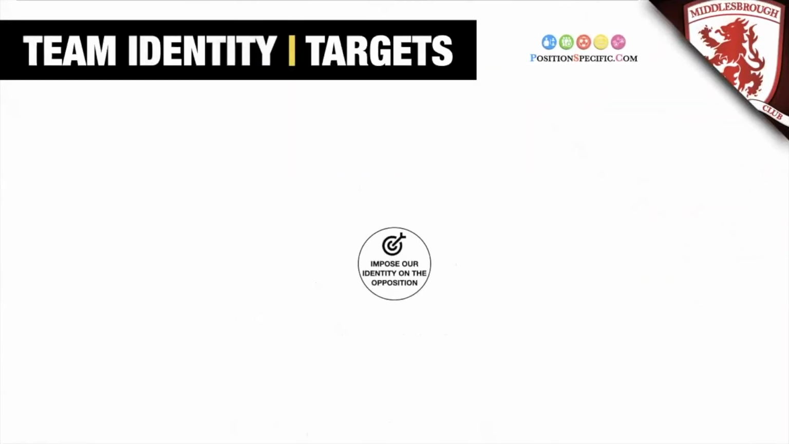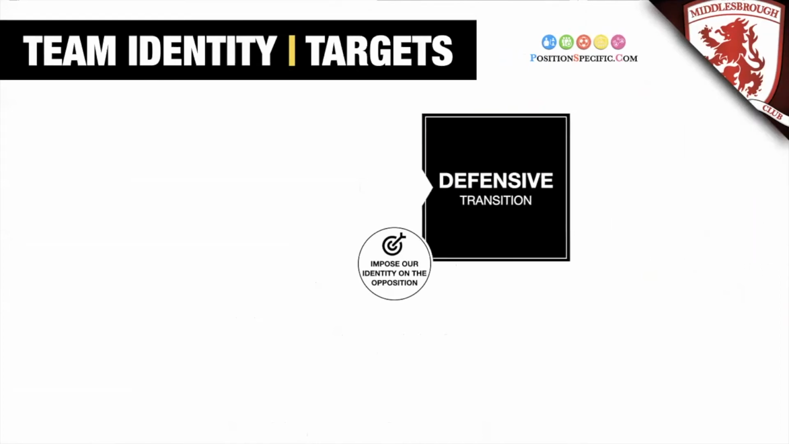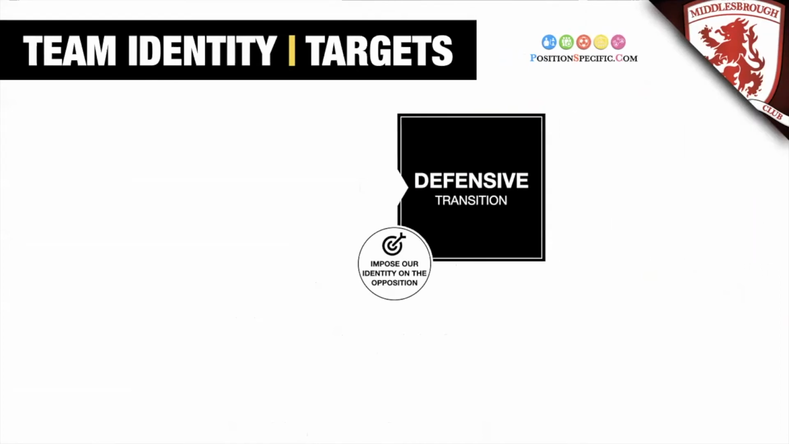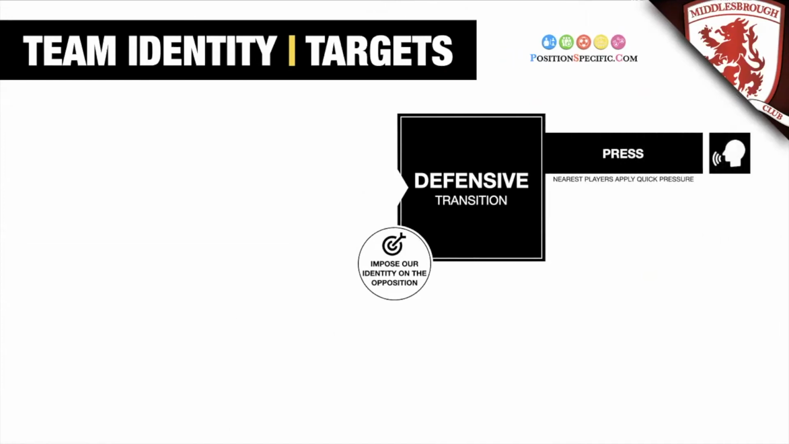So, team identity and targets. For anybody who's been watching the journey, you'll understand that our main target is to impose our identity on the opposition in 4 areas. First one's defensive transition. Language is press. Nearest players apply quick pressure, 1, 2, or 3, player-led.